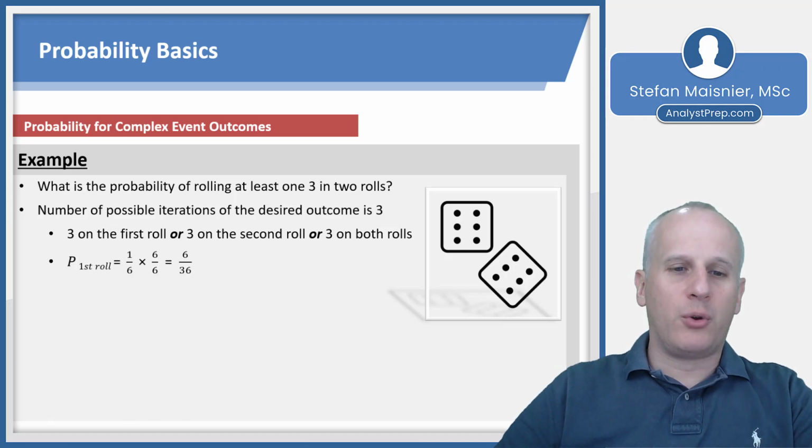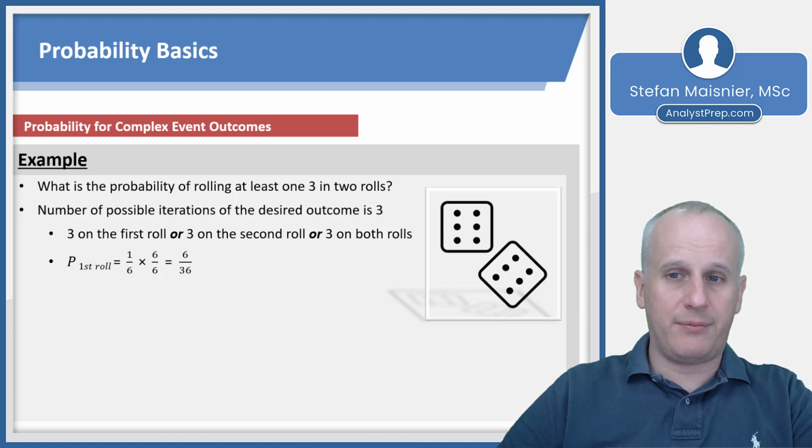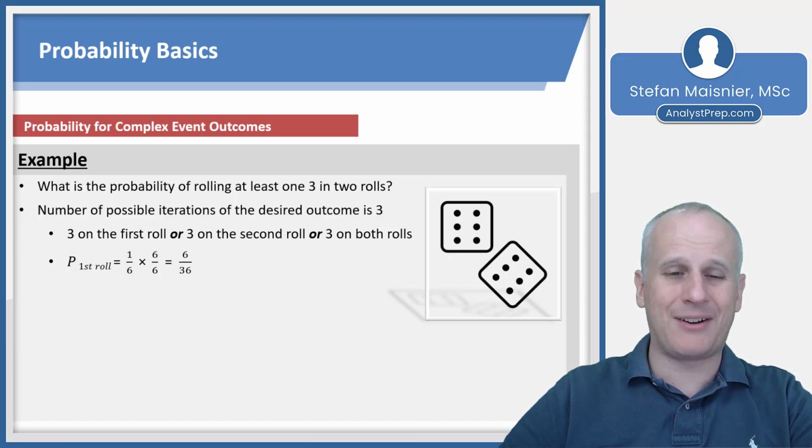So for the probability of rolling a 3 on the first roll, we want a 1 out of 6 chance of the 3 being the face that's up. It doesn't matter what happens on the second roll, because what happens on the first is all that matters in this first iteration. So that's going to be 1 out of 6 times 6 out of 6, because everything that is possible is desired, provided you rolled a 3 on the first roll. So you've got a 6 out of 36 chance that you roll a 3 on the first roll, irrespective of what happens on the second.